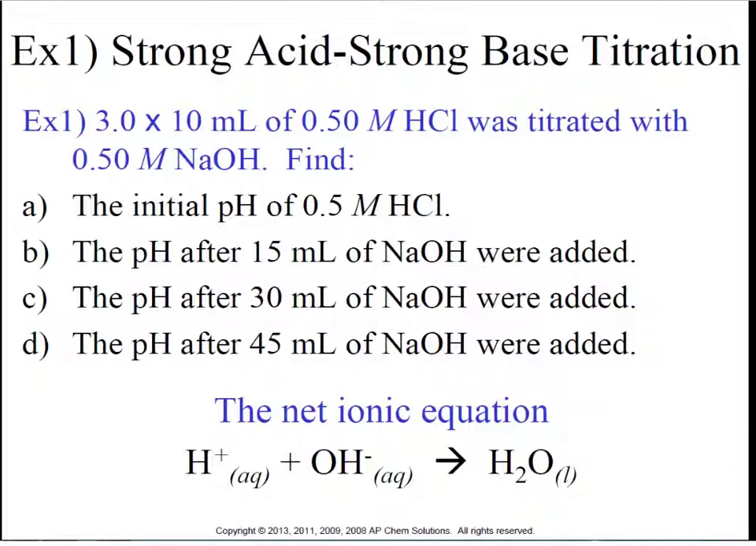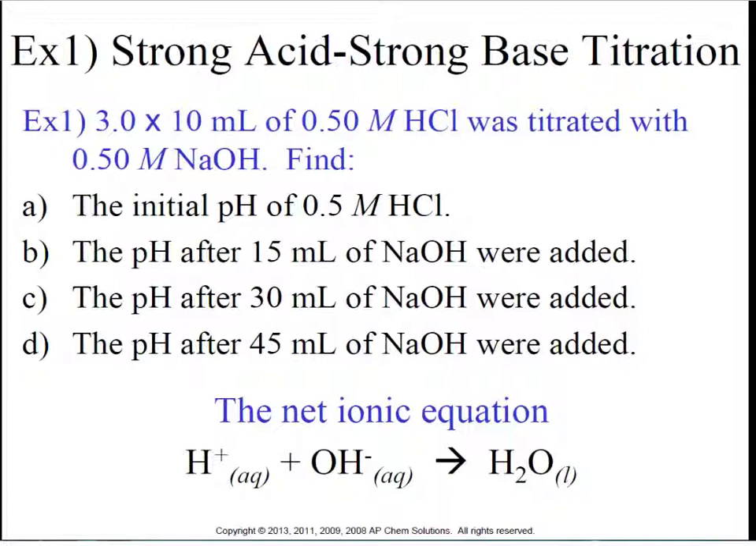Alright, so let's work through a strong acid, strong base titration together. 3.0 times 10 milliliters would be 30 milliliters, just with 2 sig figs, of 0.5 molar HCl, and it was titrated with 0.5 molar sodium hydroxide. So in this case, we do know the concentrations of both. We're just looking at it in order to get some practice with the process.